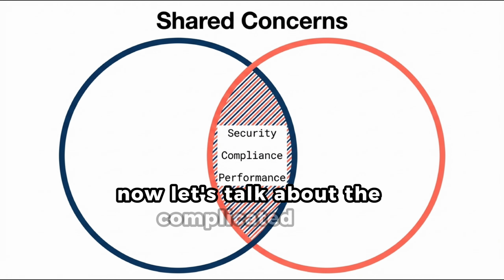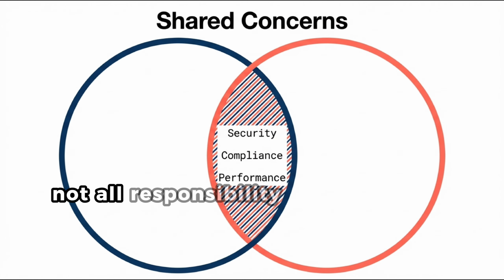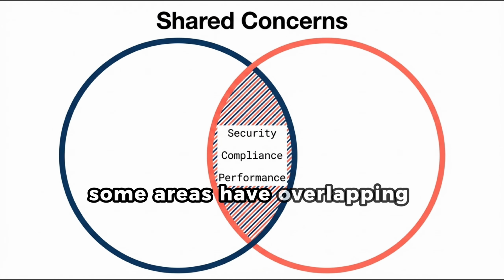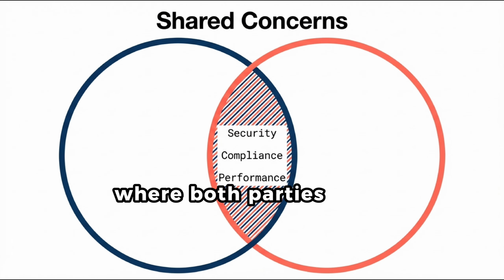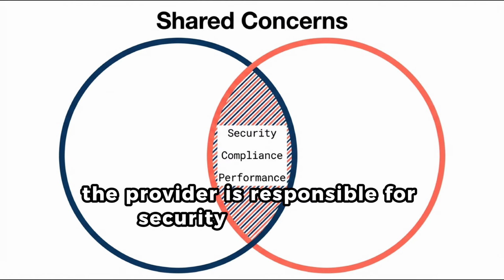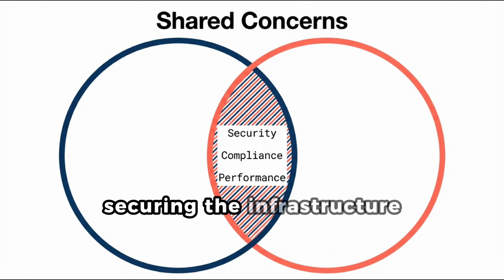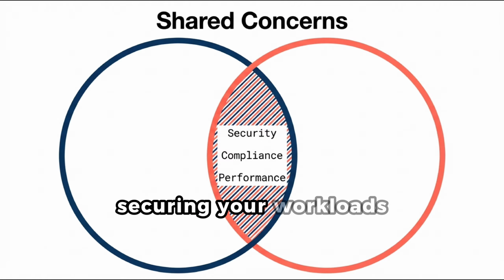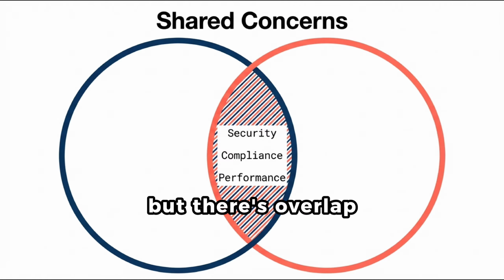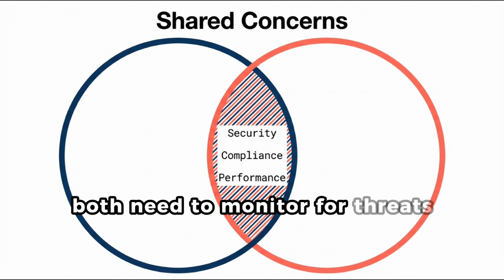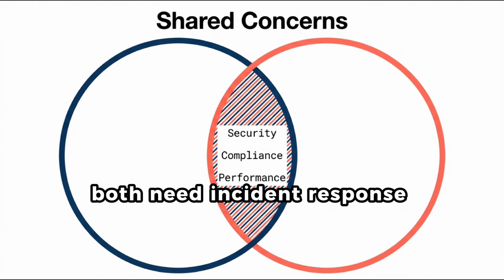Now let's talk about the complicated part. Not all responsibility boundaries are clean, sharp lines. Some areas have overlapping concerns where both parties have responsibilities. Security is the classic grey area. The provider is responsible for security of the cloud, securing the infrastructure. You're responsible for security in the cloud, securing your workloads. But there's overlap. Both parties need to implement security controls, both need to monitor for threats, both need incident response capabilities.